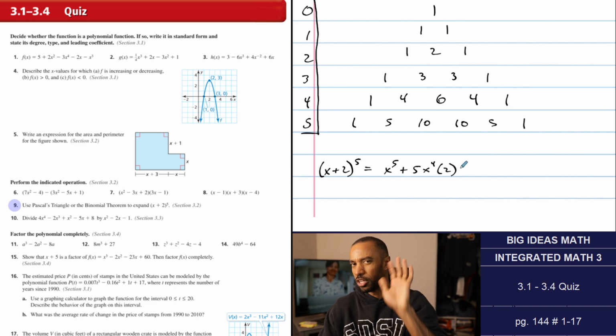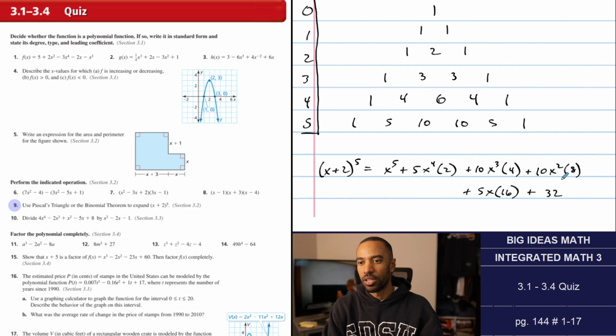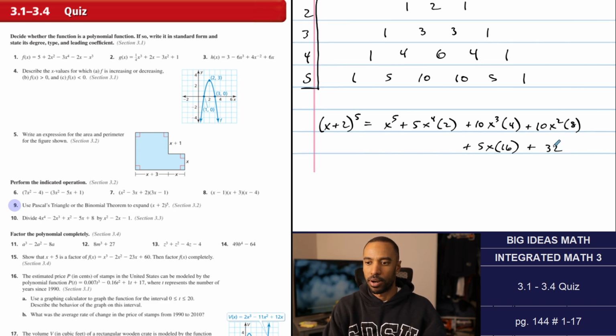So cleaning up things a little bit here. Plus 10 times x cubed times 2 squared, plus 10 times x squared times 2 cubed, plus 5 times x to the first times 2 to the fourth, plus 2 to the fifth. So that's me doing maybe a little less writing in general if I know how to calculate those parts.